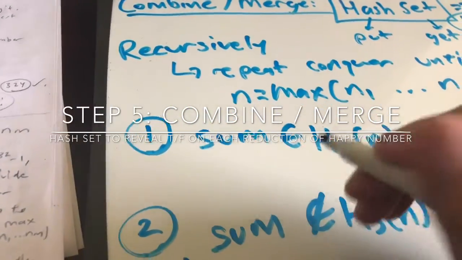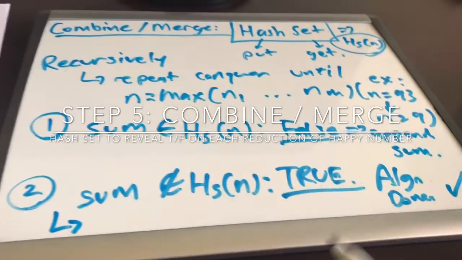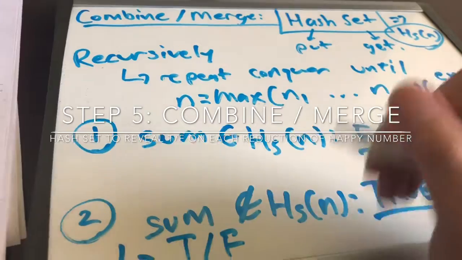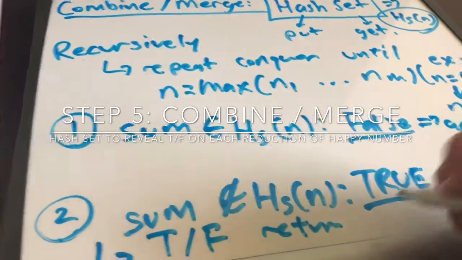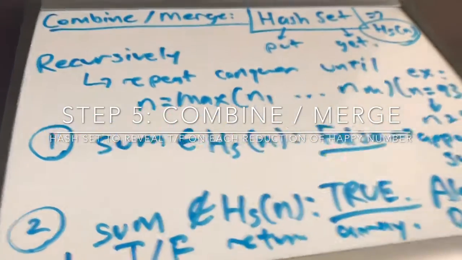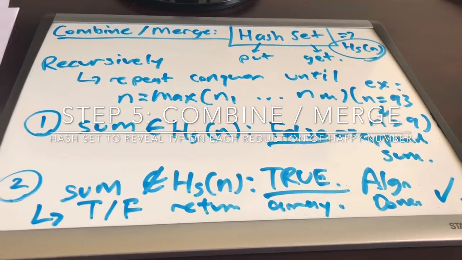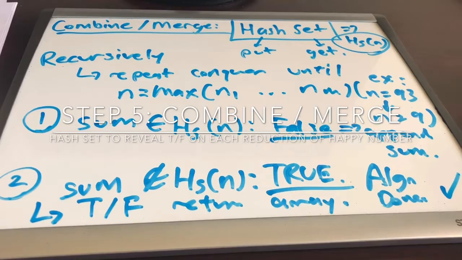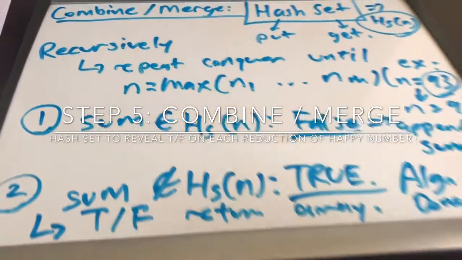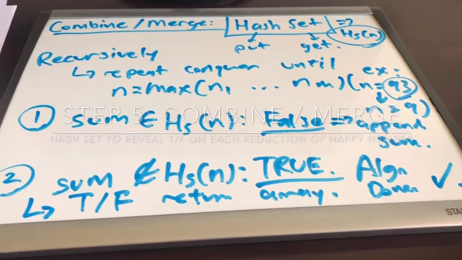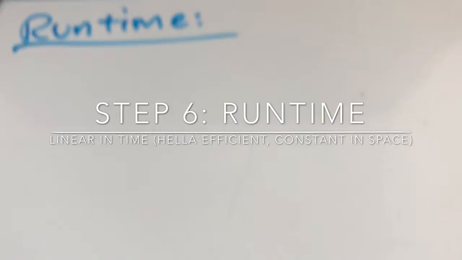So this will result in what we call the happy true-false return array, and that will determine whether the number is actually happy or unhappy. As a quick example, you can try n equals 93 just to convince yourself that this algorithm works. But I'm going to now show you the really quick runtime solution.